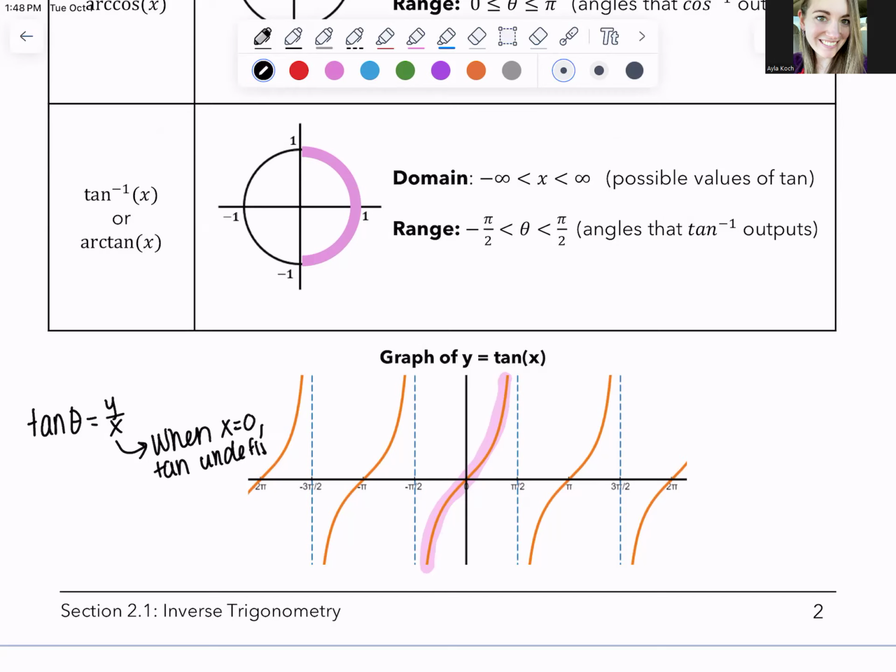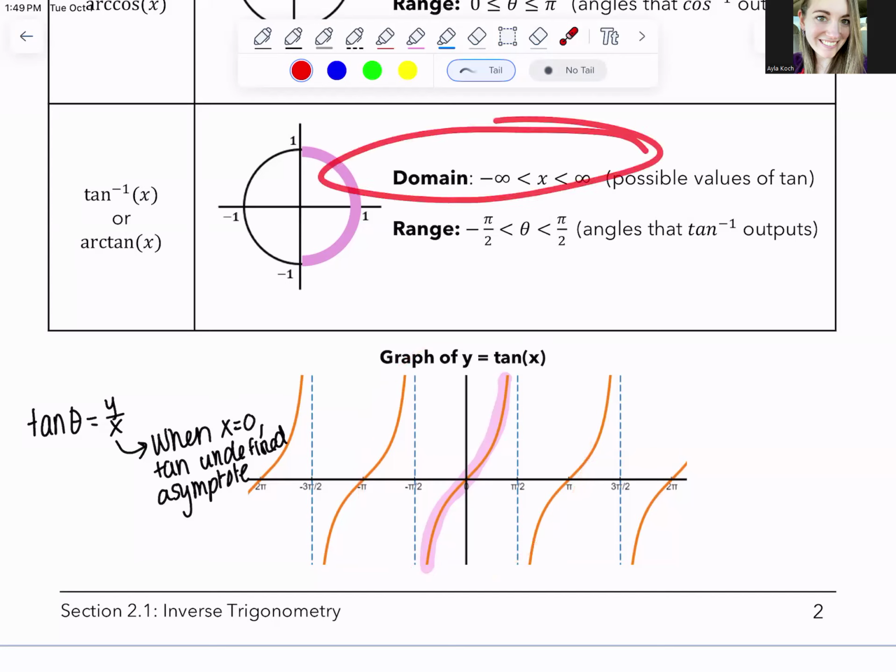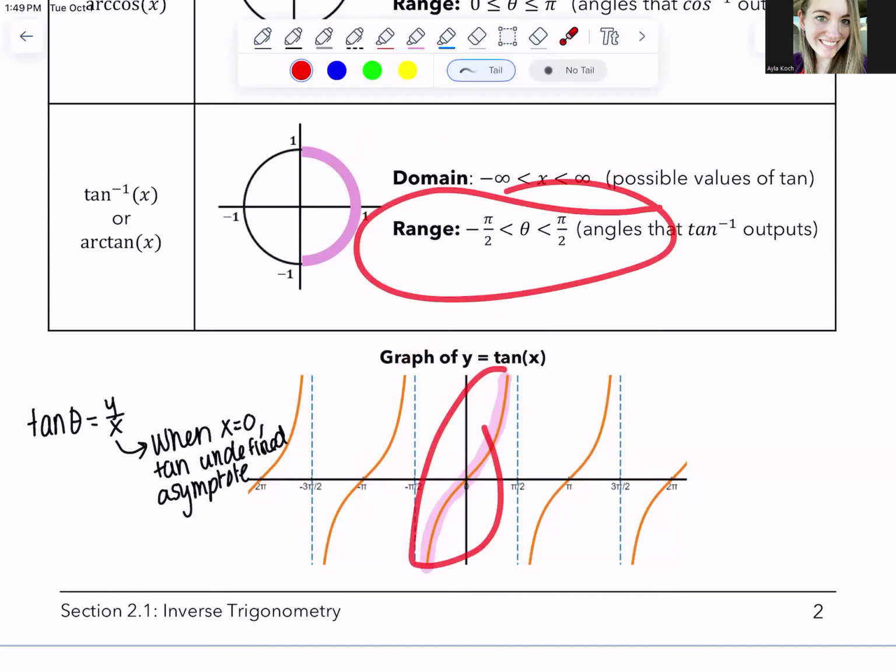Tangent's undefined, and there's an asymptote. So what we try to do here, we want to make it so that all of the possible y values are covered. So y values in the original function become x values in the inverse. X values in the original function become y values in the inverse.